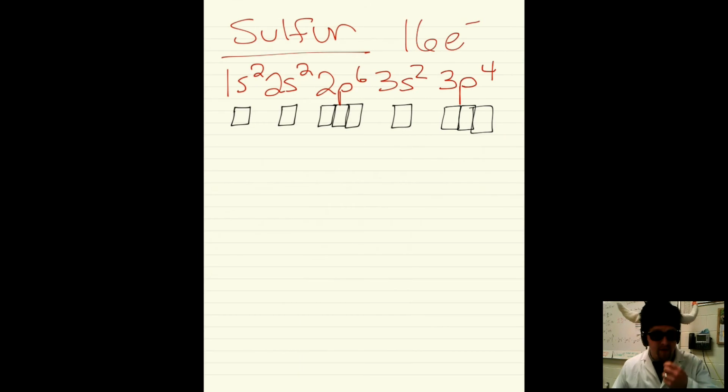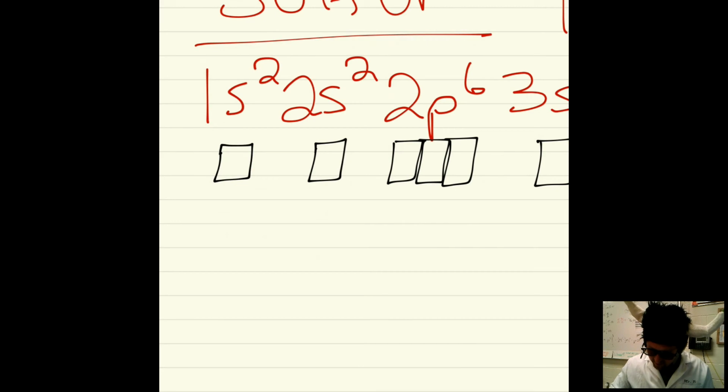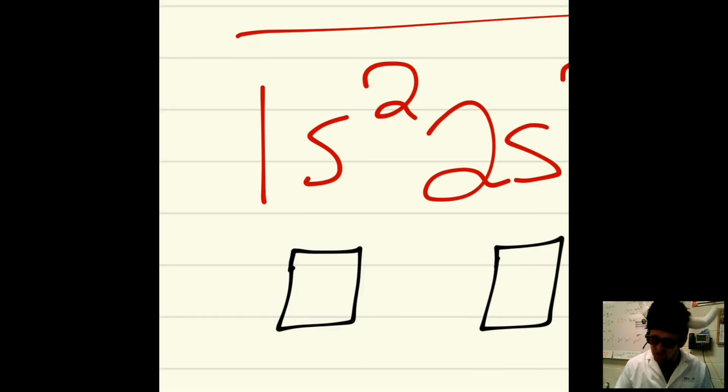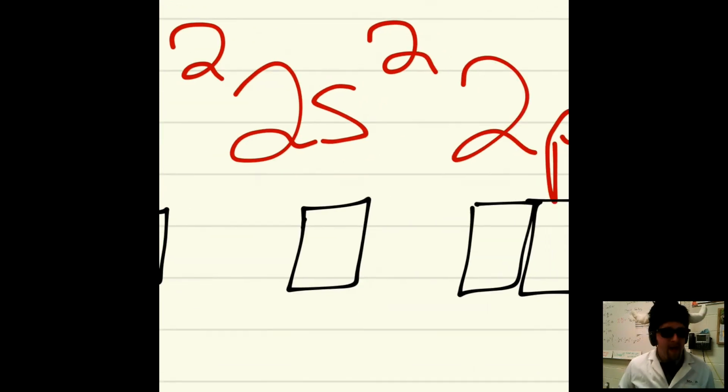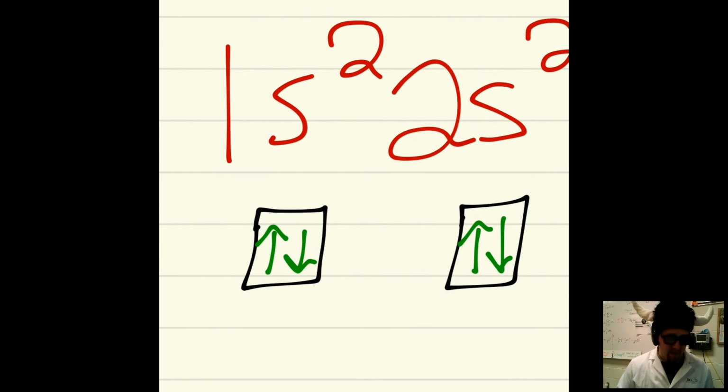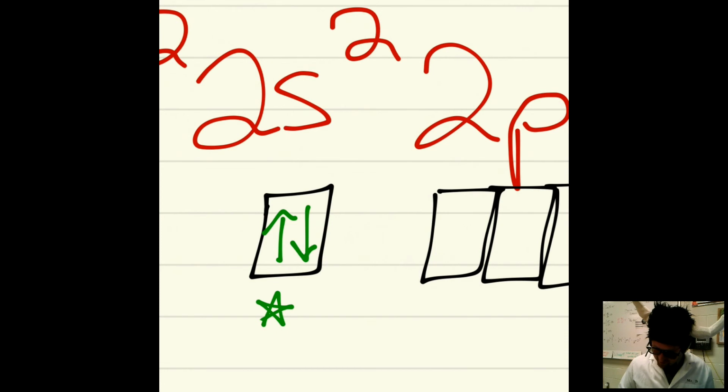Okay, so here's all the boxes lined up for us to use. Let's go ahead and start filling them in. With 1s2, that is 2 electrons, and they have opposite spins, clockwise, counterclockwise. And then I have 2s2, so I'm going to put 1, 2. So now the first sublevel is filled up. Check. Second sublevel filled up.